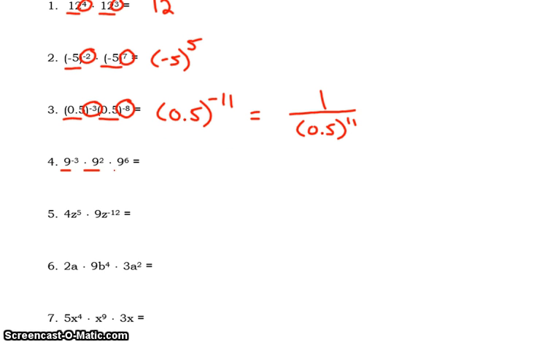In number 4, again, we have the same base 9. And we add the exponents. Negative 3 plus 2 plus 6 is positive 5. And again, I don't need to find a value for that one there.